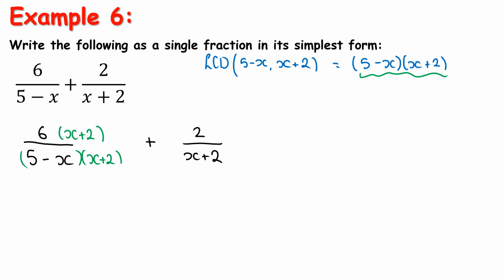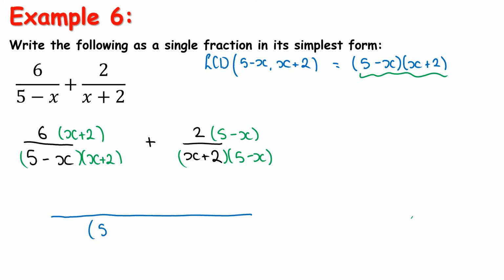Then the second fraction, I have an x plus 2 at the bottom, so what I need to multiply it by is 5 minus x. And if I multiply that by the bottom, I multiply it on the top. Now remember, we combine. So my lowest common denominator is going to be 5 minus x times x plus 2. We will need to multiply it out, but we'll leave that till the end.